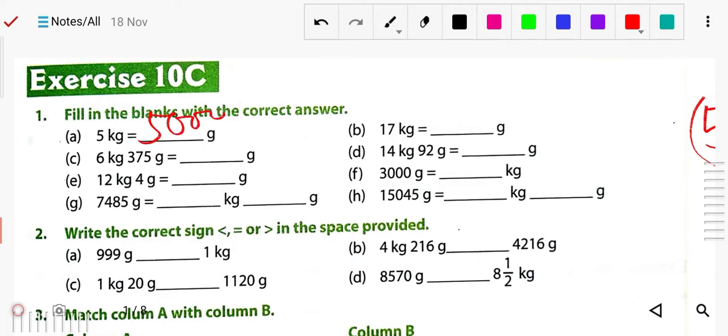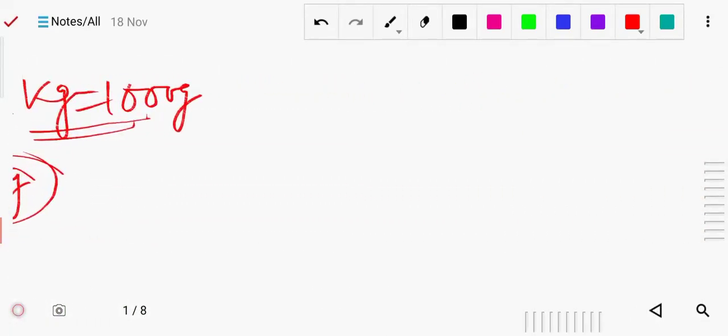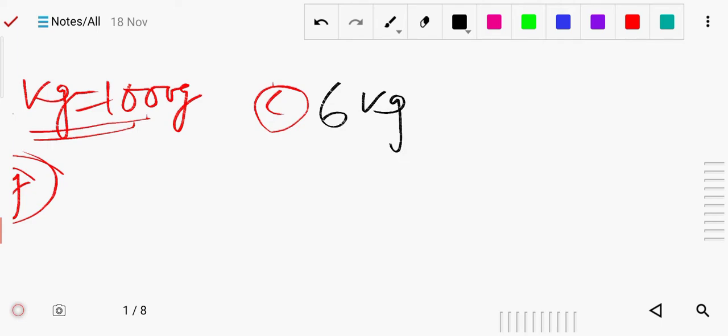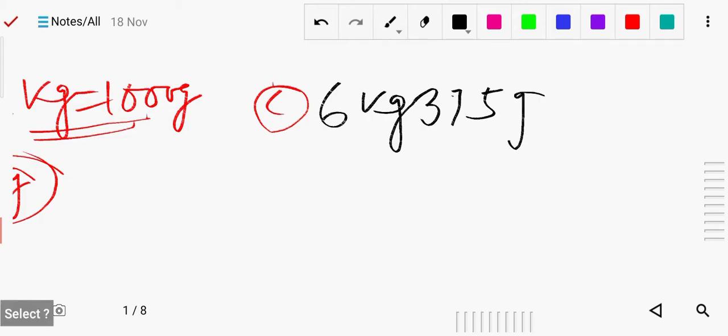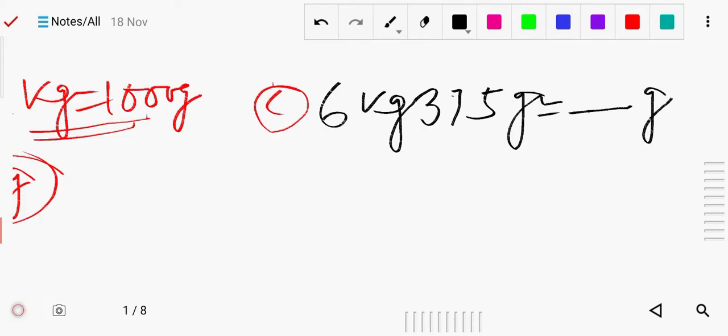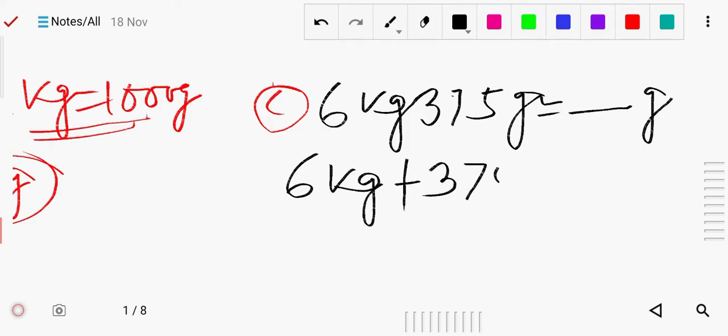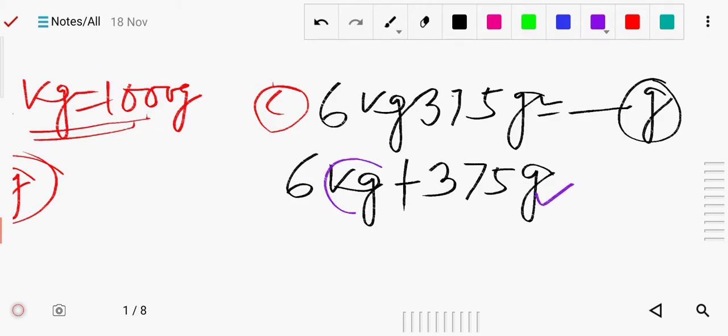Similarly, number C, you can see 6 kg and 375 gram, and you have to convert this into gram. For this, first of all you have to write it in plus form. It is given 6 kg, 375 gram, and all this you have to convert into gram. So first you write 6 kg plus 375 gram. Now we have to convert into which unit? Gram. This is already in gram, so we will only change this part.